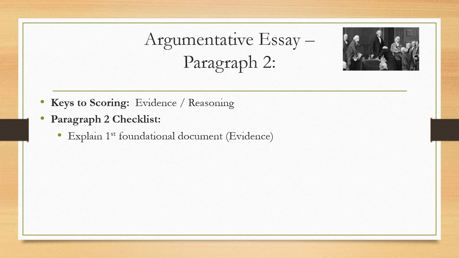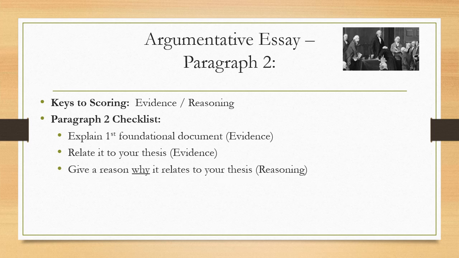Number 1, when you start your second paragraph, you just explain the first foundational document. Just explain what it is. It's part of the evidence point. The next thing you do is you relate that foundational document to your thesis statement. So explain the document and how it relates to your thesis. But you're not done. You have to close the loop, and this is where the reasoning point comes in. You have to give a reason why it relates to your thesis. So when you write paragraph 2 and paragraph 3, first explain the document, relate it to your thesis, and then give a reason why it relates to your thesis.